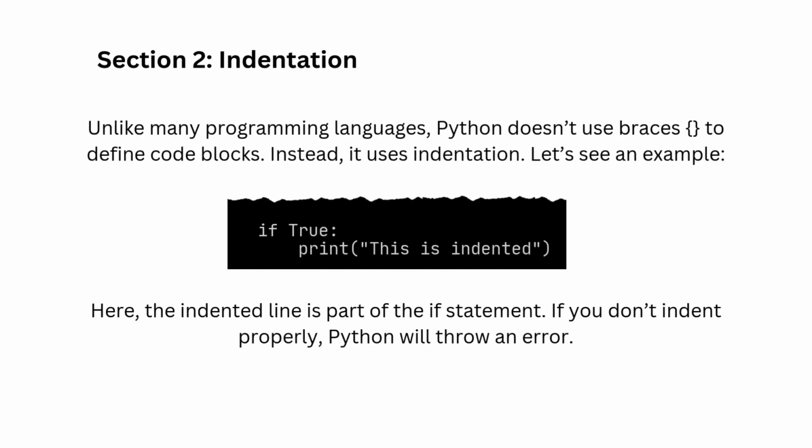Section 2. Indentation. Unlike many programming languages, Python doesn't use braces to define code blocks. Instead, it uses indentation. Let's see an example. If True: print("This is indented"). Here, the indented line is part of the if statement. If you don't indent properly, Python will throw an error.